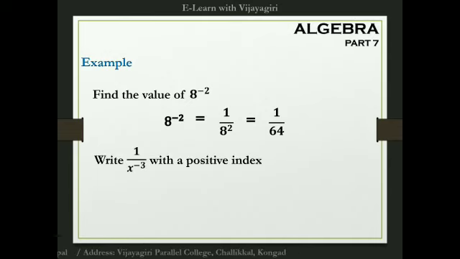Write 1 by x to the power minus 3 with a positive index. In 1 by x to the power minus 3, x to the power minus 3 is on the denominator, so in order to change the sign we have to take it to numerator, so it becomes x to the power 3.